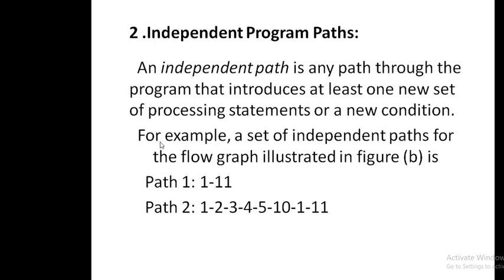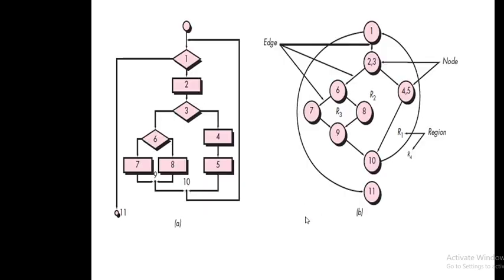For this concept, take a simple example. A set of independent paths from the flow graph illustrated in figure B is: path 1, 1 to 11; path 2, 1, 2, 3, 4, 5, 10, 1, 11. How is it? Just come to the diagram again. The first path, path 1, is 1 to 11. You may think there are no statements here. Just come to the flow chart.